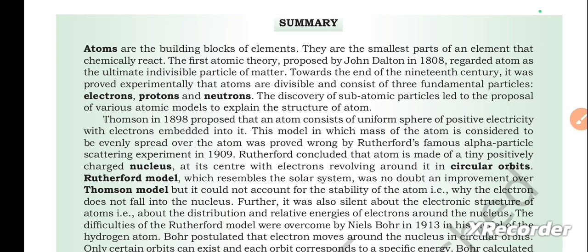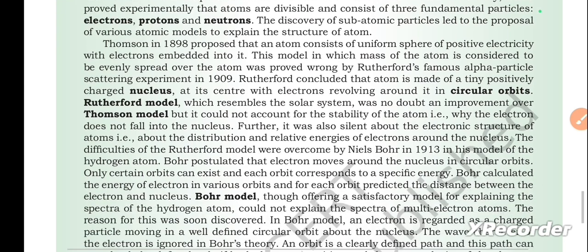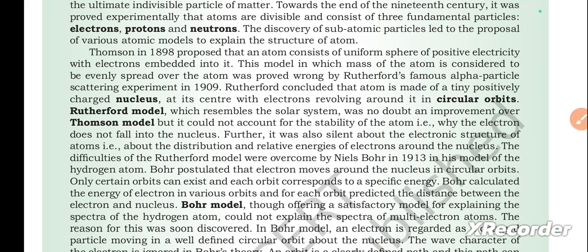The discovery of subatomic particles led to the proposal of various atomic models to explain the structure of the atom. Thomson in 1898 proposed that an atom consists of a uniform sphere of positive electricity with electrons embedded into it. This model, in which the mass of the atom is considered to be evenly spread over the atom, was proved wrong by Rutherford's famous alpha particle scattering experiment in 1909.